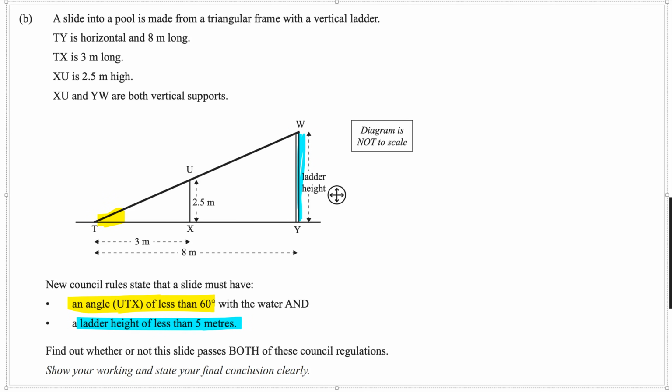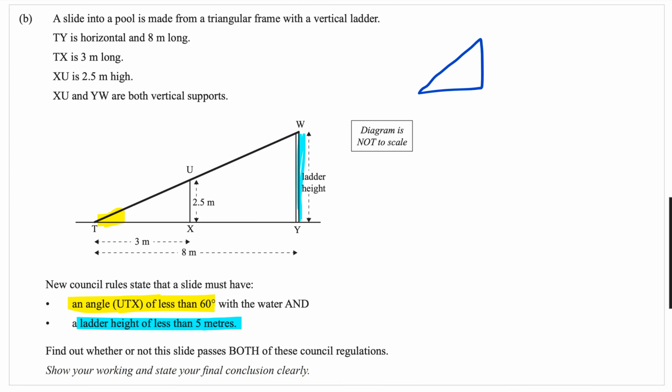So the first step I'm going to be doing here is calculating that angle UTX first. So I'm going to separate this into a little triangle here, where this is going to be U, T, and X. TX is going to be 3 meters, UX is actually 2.5 meters. And I've got to try and figure out what that angle UTX is. It has to be less than 60 degrees.